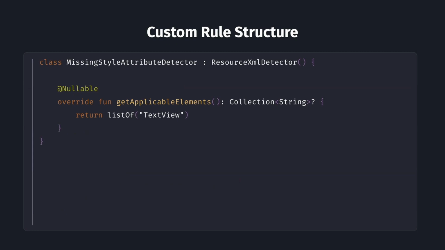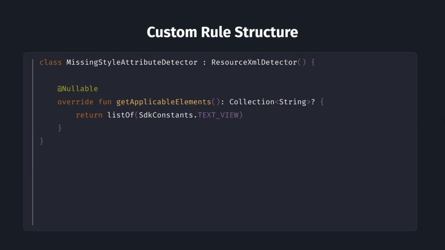The first method that you need to override is get applicable elements. It returns a collection of strings, and this is where you define all the elements or the XML tags where your lint rule will be applicable. In this case, I'm returning a list with just one word, that is text view. You might notice there's an instant code smell here, and that is that I am hard coding the string here and passing it. Technically, you should be avoiding this whenever you're writing a lint rule.